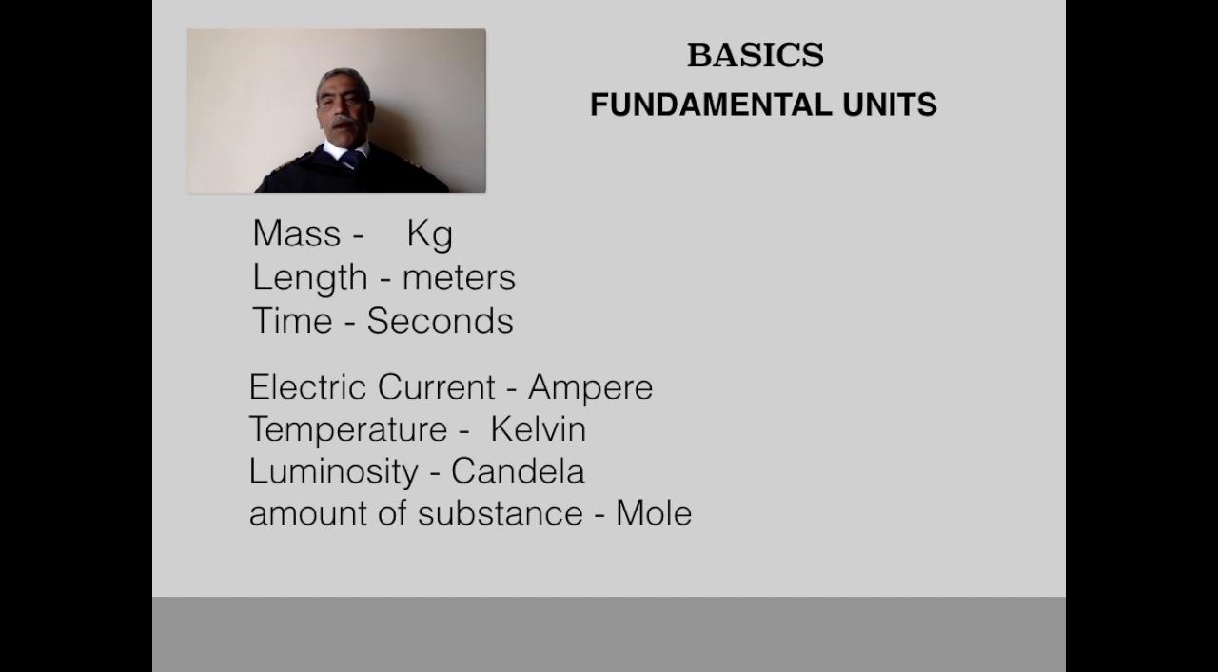But what I want to explain is that nowadays, all of these will eventually become fundamental units: the electric current, the temperature, the luminosity and amount of substance. They also can be grouped together as fundamental units. The unit of electric current is ampere, temperature is kelvin, luminosity is candela, and amount of substance is mol. So the list will slightly expand, and I'm sure more units will be added to the fundamental units in the years to come.